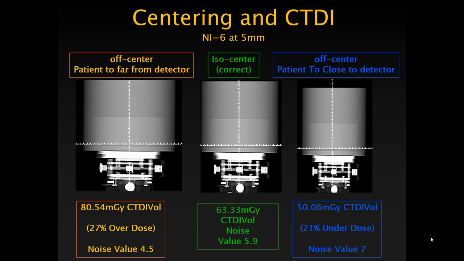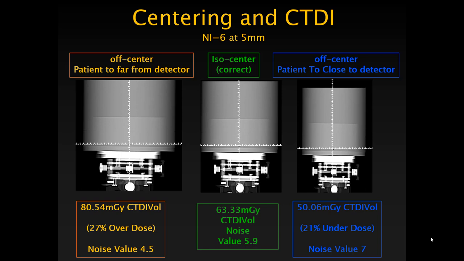Now, in this phantom example, we used a noise index value of 6. So that's our noise target that we would expect to measure at 5mm. And the green box in the middle, that's isocentered. That gives me 63 milligray for a 16cm phantom. And it gives me a noise value of 5.9. So right on track, the system did exactly what I asked it for. I asked it for a noise value of 6. I got a noise value of 6. What was the cost? 63.33 milligray.